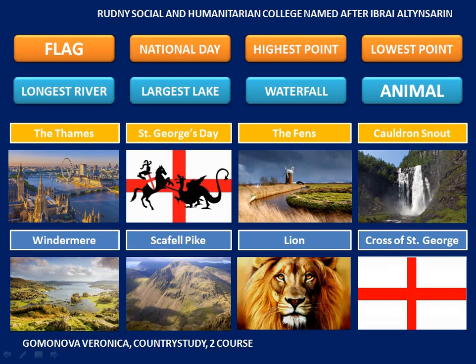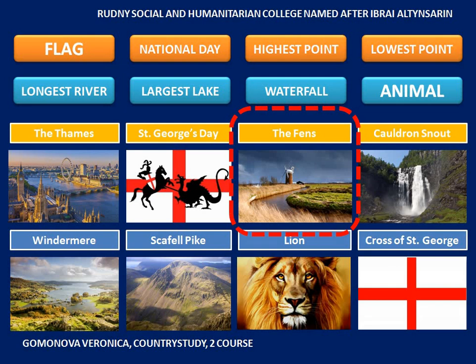The highest point. The highest point in England is called Scafell Pike. Scafell Pike is a mountain peak which is situated in the Cambrian Mountains and which is the highest point in the country. The next one is the lowest point. The lowest point in the country is called the Fens or the Fenland, and it is a marshy region in the east of England.